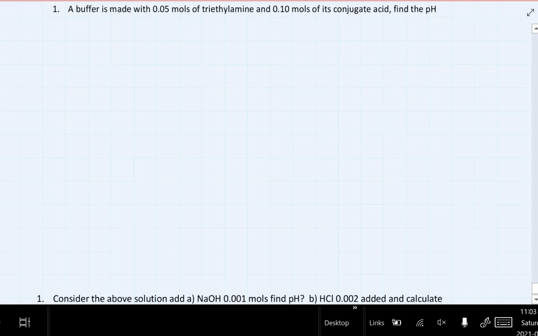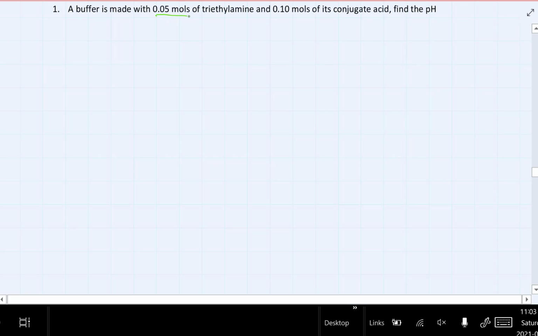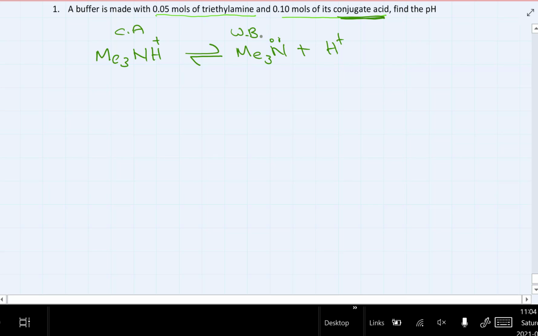My next question is what's this one? Triethylamine. Now, triethylamine, and let's see, its conjugate acid. That means triethylammonium, right? So we should be given actually Kb or Ka. Let's see. So triethylammonium, 3 methyls, NH, ammonium salt. And it could have come from chloride, right? And then it equilibrates with the base, which is a weak base, triethylamine, and the proton.